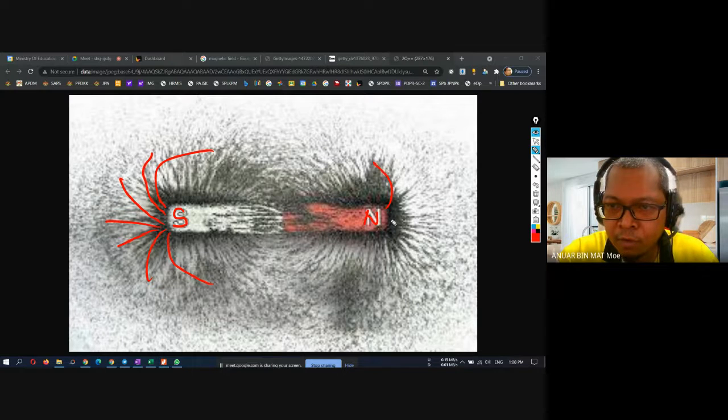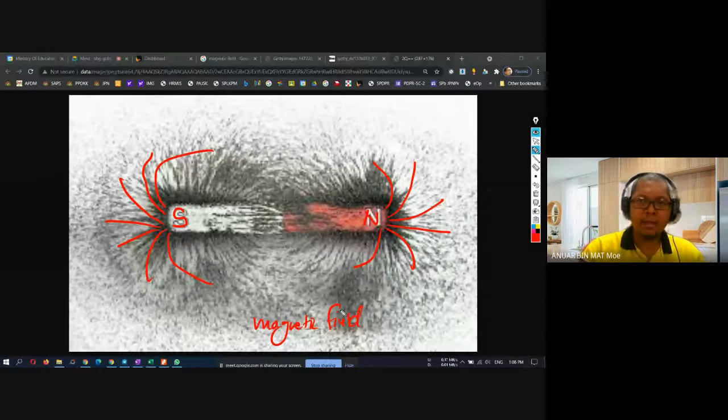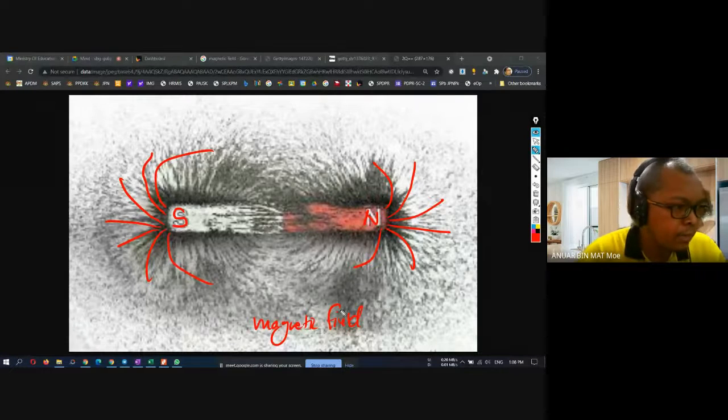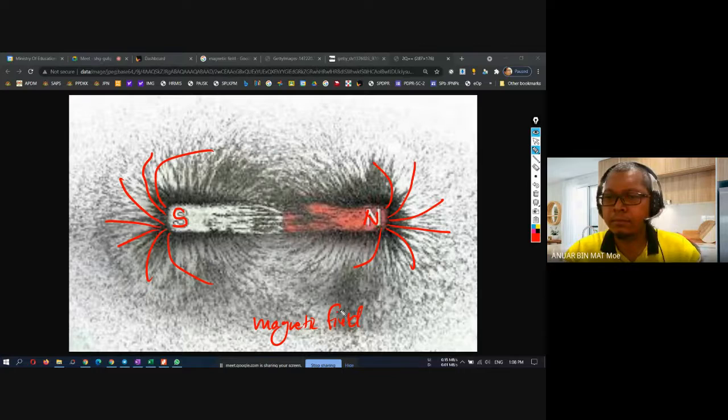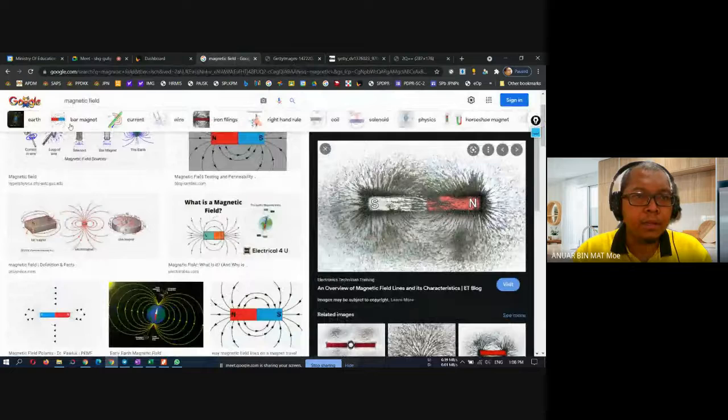Another one for north over here. Magnetic field. Okay, this is the magnetic field. Can you understand this, class? Yes. Okay, very good. Right. Magnetic field.